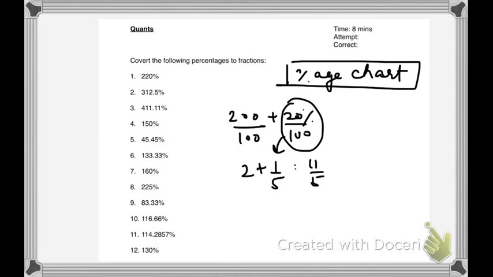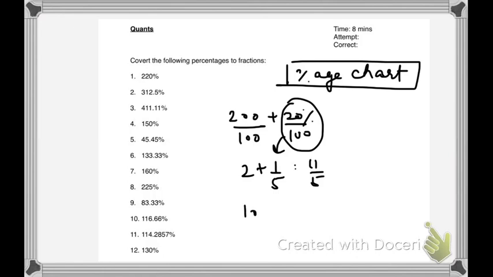Now this conversion of 20% is given in your percentage chart, that is, 20% is equivalent to 1 by 5 in fractions, or 1 by 5 in fractions is equivalent to 20%. So this is given in your percentage chart, and this is where the knowledge about the percentage chart comes into play. So the corresponding fraction for 220% will become 11 by 5 in this manner.